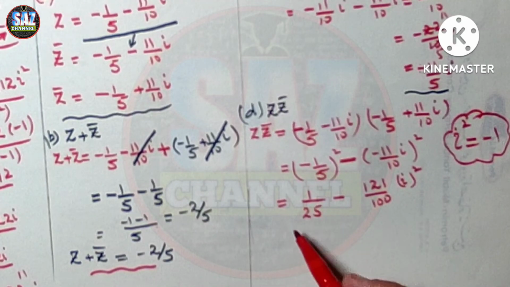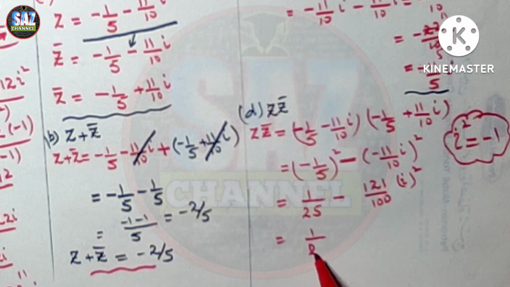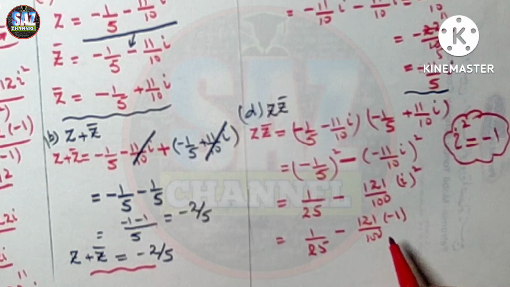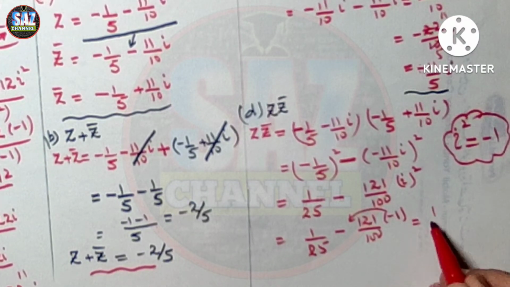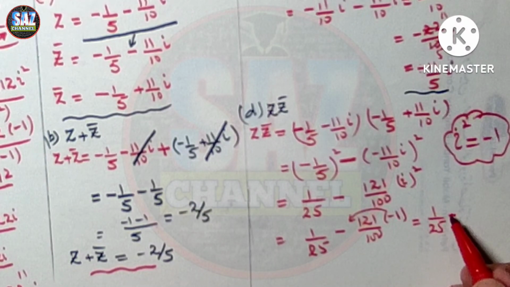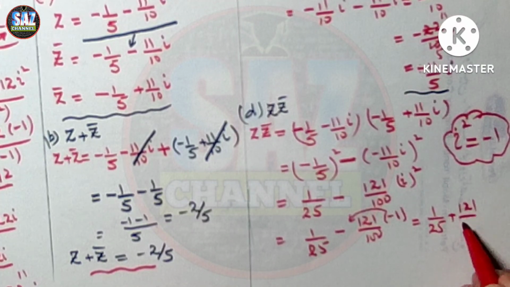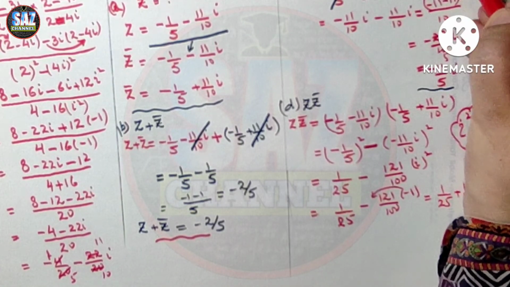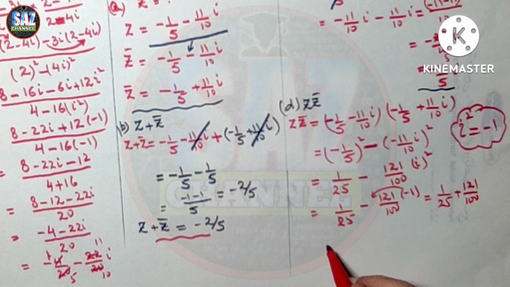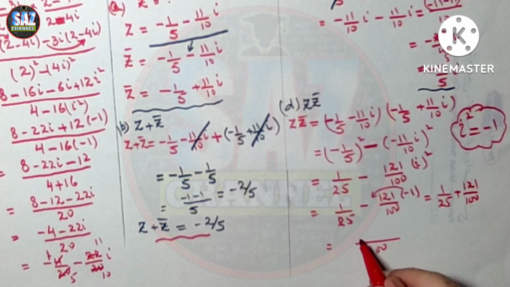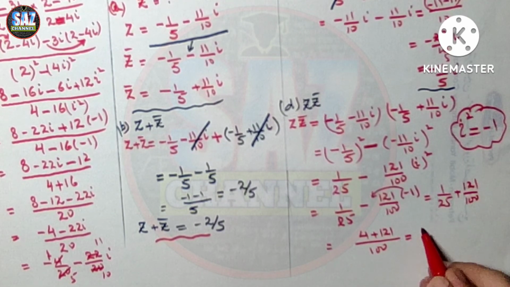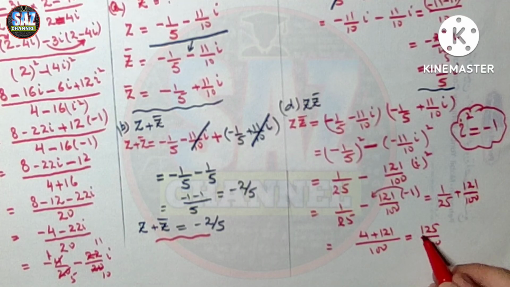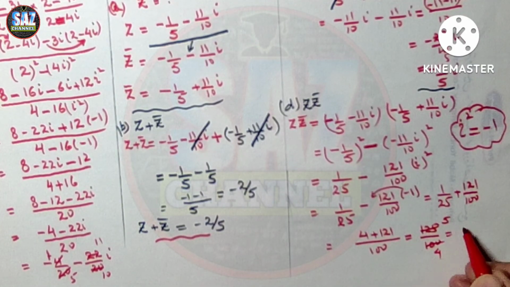Okay, 1 over 25 minus 121 by 100, iota square is minus 1. Now this minus multiplied by minus will become positive, 1 over 25 plus 121 by 100. Take the LCM of 25 and 100. 25 ones are 25 and 25 fours are 100, so the LCM will be 100. 25 times 4 plus 121, which is equal to 125 by 100. Again, in the table of 5, 25 times 5 is 125 and 25 times 4 is 100, so the answer is 5 by 4.